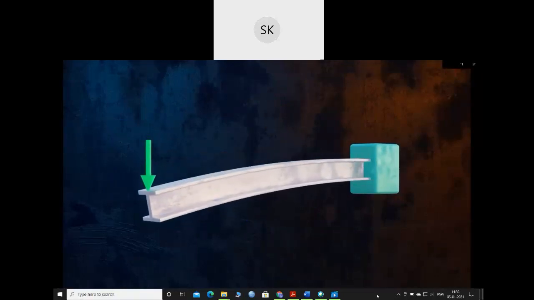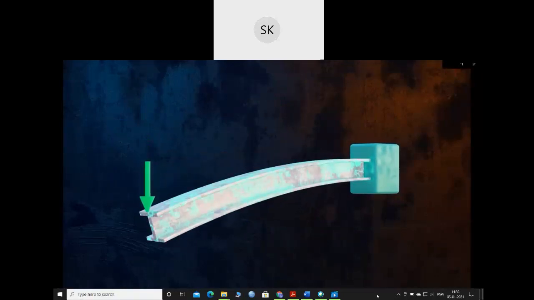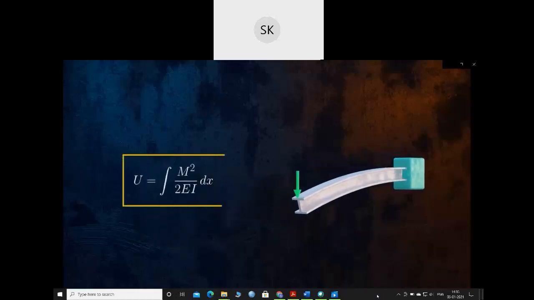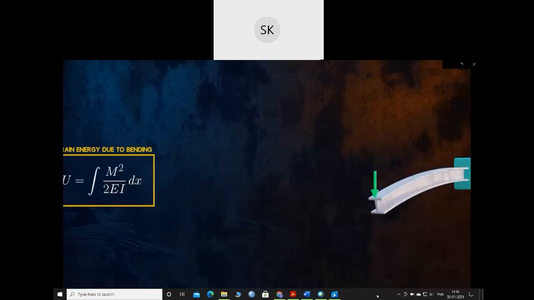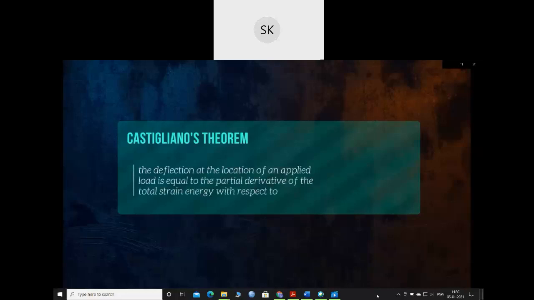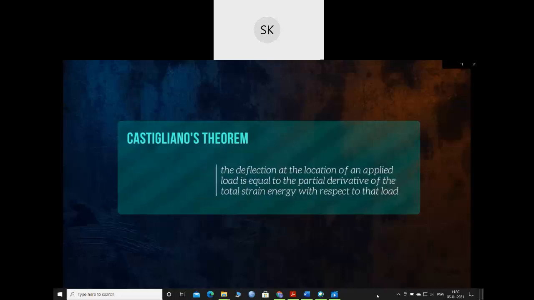When a body is deformed elastically, energy is stored within it in the form of strain energy. For a beam deformed by bending, the strain energy is a function of the bending moment, and it can be calculated using this equation. It's common to neglect any shear deformation and assume all of the strain energy is coming from pure bending. Castigliano's theorem states that the deflection at the location of an applied load along the line of action of the load is equal to the partial derivative of the strain energy with respect to that load.